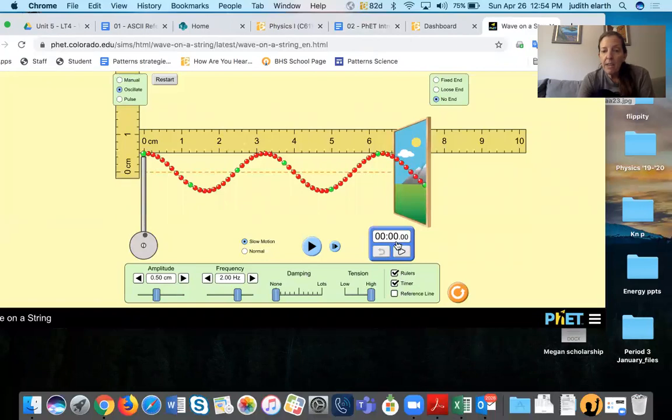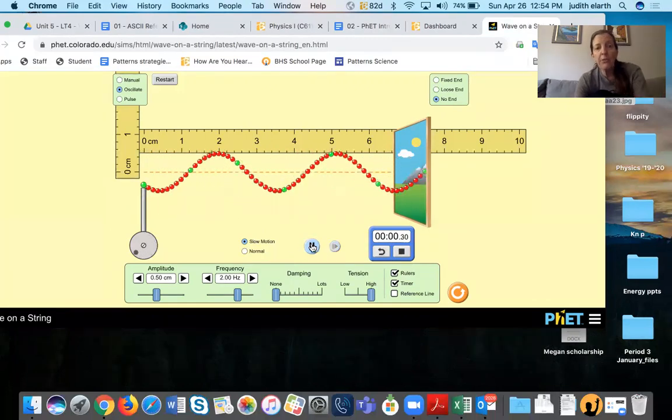And I have the timer setting right here. What I'm going to do is watch this crest, not vibrate up and down. That's not what we're talking about. We're talking about watching this crest move all the way over here to 5. To do that, in slow-mo, I am going to start the clock when I press go.